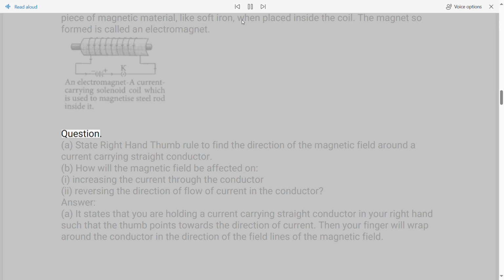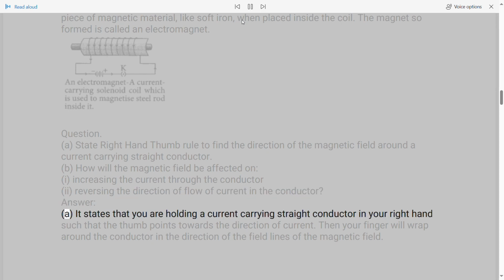Question. A. State right-hand thumb rule to find the direction of the magnetic field around a current-carrying straight conductor. B. How will the magnetic field be affected on 1. Increasing the current through the conductor, 2. Reversing the direction of flow of current in the conductor?